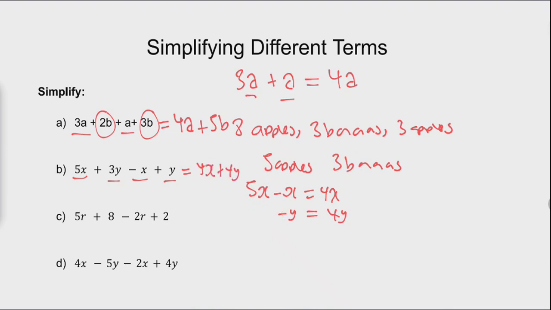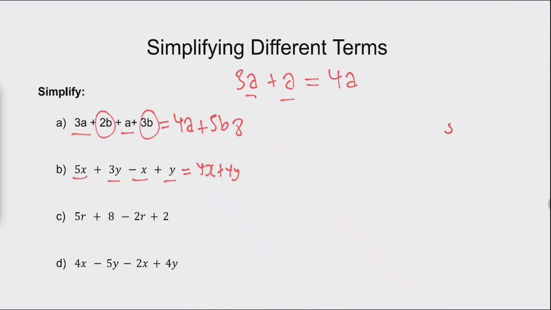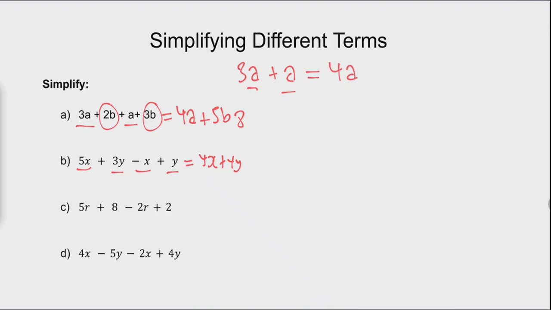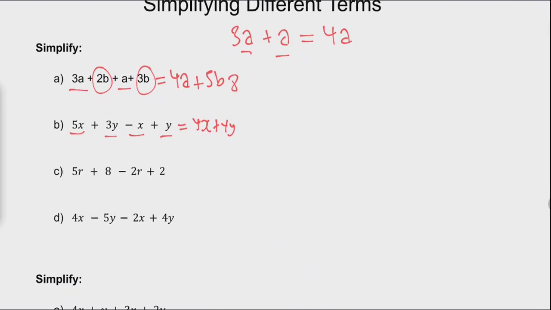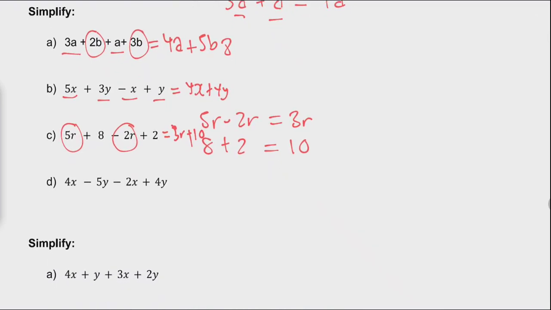Okay, so let me just get rid of some of this working to make it clearer for the next example. So we have 5r plus 8 minus 2r plus 2. So what like terms do we have? Well, we have the r terms. Let's deal with those first. 5r minus 2r, that is 3r, and then 8 plus 2, well, that is equal to 10. So combining those, you get 3r plus 10. That was not written nicely, but yeah.